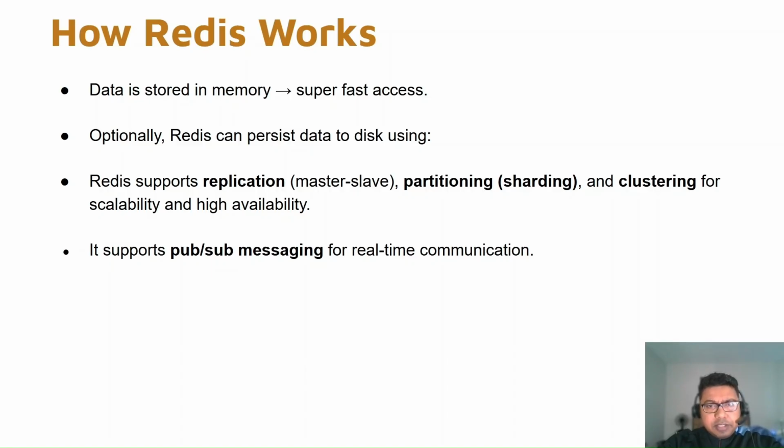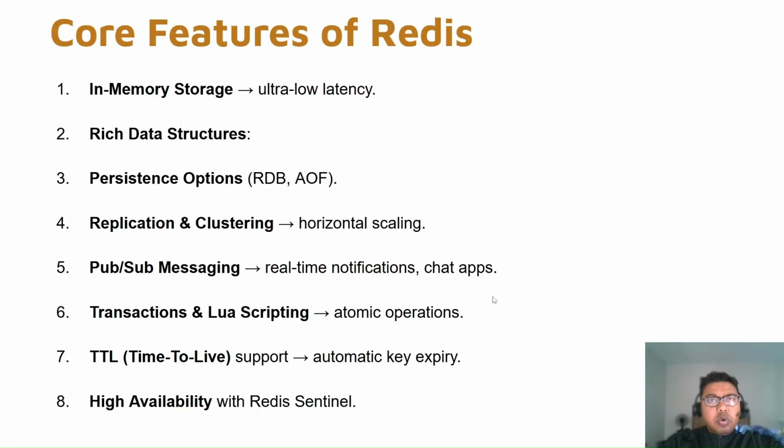It supports pub/sub messaging for real-time communication. I never explored it, but it supports pub/sub messaging as well. Core features of Redis: in-memory storage, ultra-low latency, rich data structures, persistence options, replication and clustering, pub/sub messaging, transactions and Lua scripting, TTL. With TTL, we tell Redis that this data will expire in this many minutes or this many hours. We can define that through TTL. High availability through Redis Sentinel. So these are all the features of Redis.